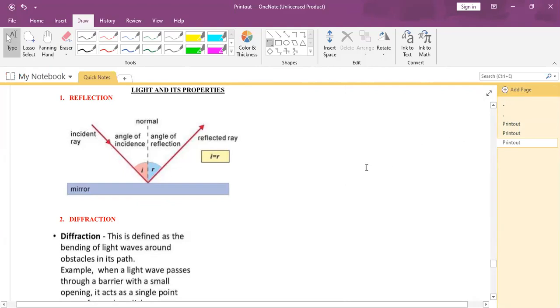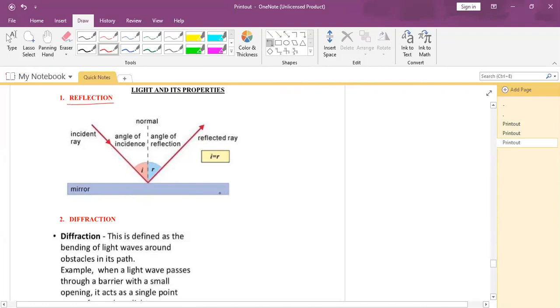All right, so the last part is to look at light and the properties of light, light and its properties. Okay. Now, the first property of light, remember we said light is an example of electromagnetic wave, right? So properties of light. The first property is the fact that light can be reflected. So we talk about reflection of light. Reflection of light, okay. So light can be reflected on the surface of a mirror, right?